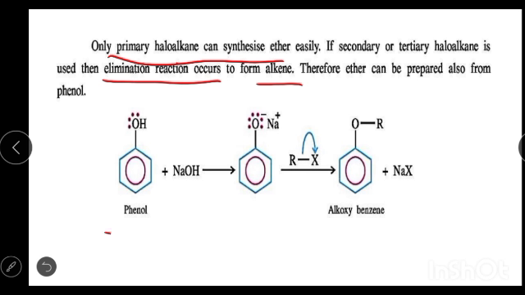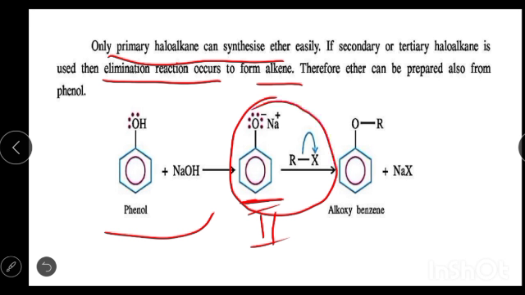If phenol is treated with sodium hydroxide, we first form sodium phenoxide. This is sodium phenoxide. Then this sodium phenoxide, when treated with haloalkane, will produce the ether, which is alkoxybenzene. So these are the examples.